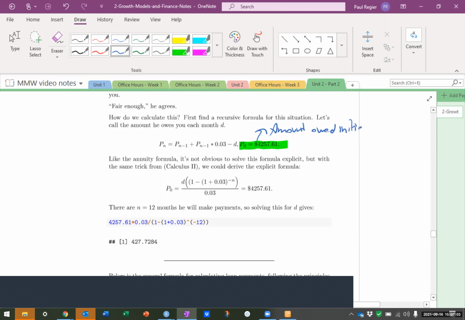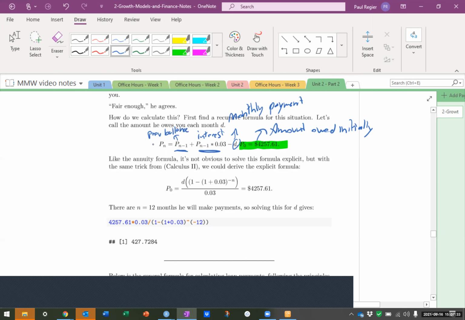Initially, it is now reduced. This is the monthly payment. Each month, he reduces the amount he owes you by amount D, which is actually unknown. But you know that each month you're still getting interest. So interest is 3%, and this is the previous month's balance.